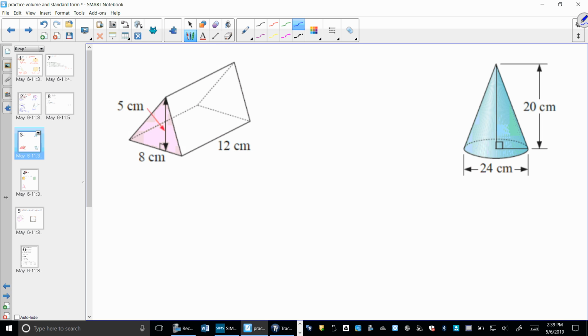We talked about how to find the area of a triangle. How to find the area of a triangle, Madison? Good. So what's my base and what's my height? Perfect. So that's the area of my cross section. Then what do I do with that number, Jane? You times it by 12. Multiply by 12. Done.